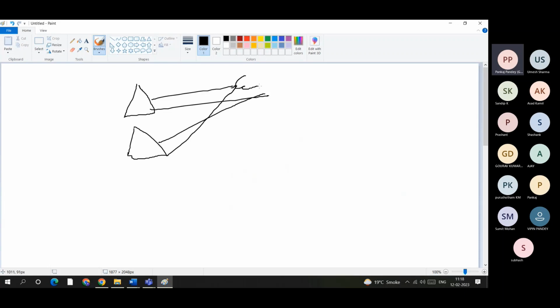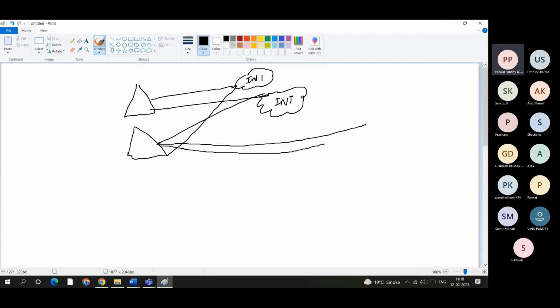This is internet 1, this is internet 2. They have how many tunnels? They have 4 tunnels to the other side, 2 from each.